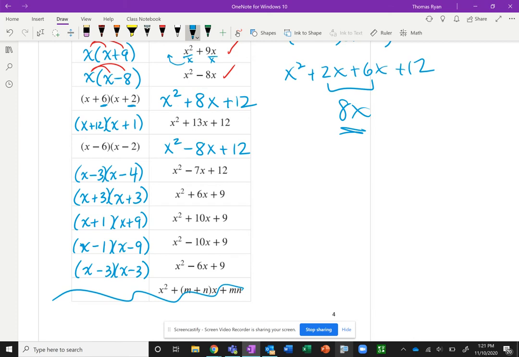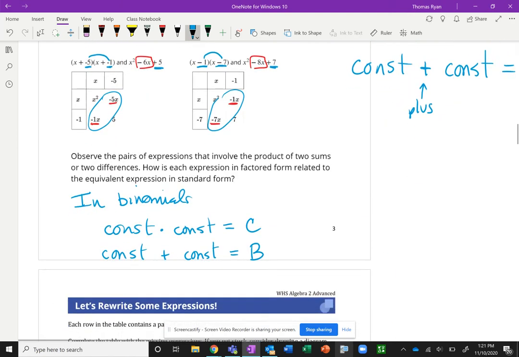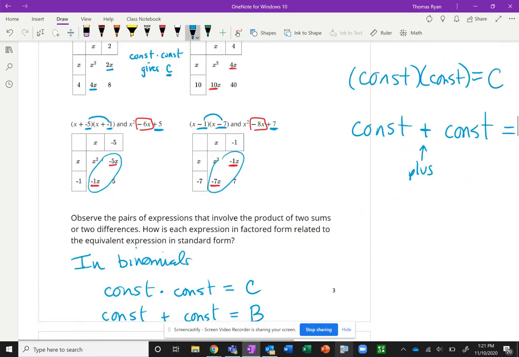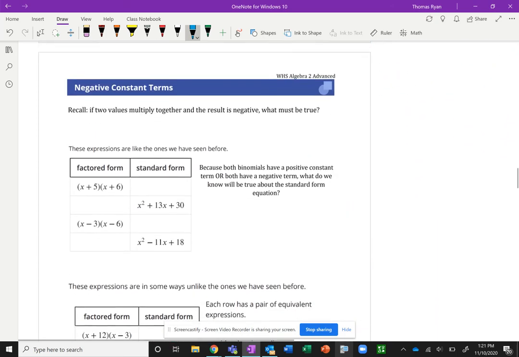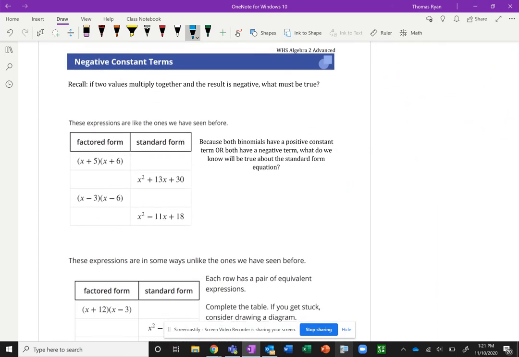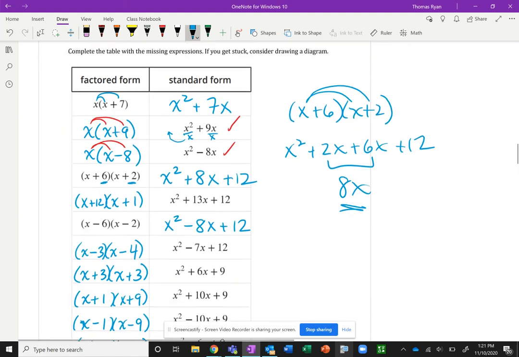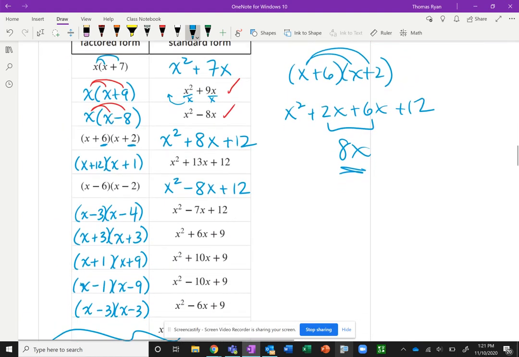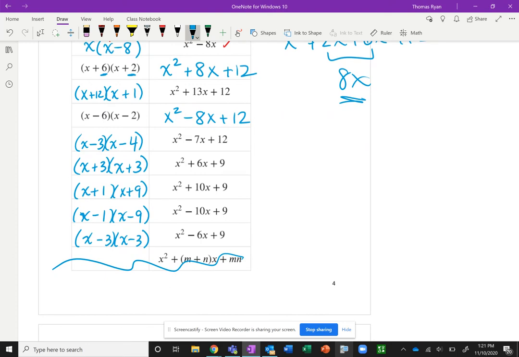Our constants. We know from the very beginning that constants multiply to give us our y-intercept, which is our c term. Constant times the constant gives us the y-intercept c term. Constant plus the constant gives us that middle term. That's what we took from here. That was our pattern. So now what happens when you have it? The thing about this, guys, look at all your constants. 12, 12, 12, 12, 9, 9, 9, positive, positive, positive, positive.